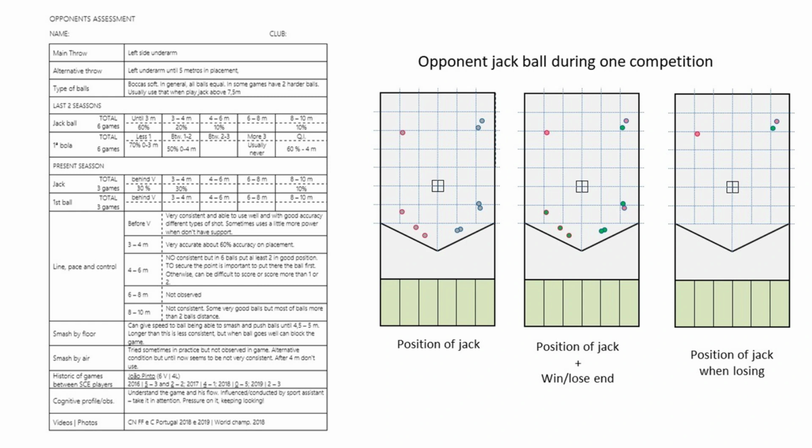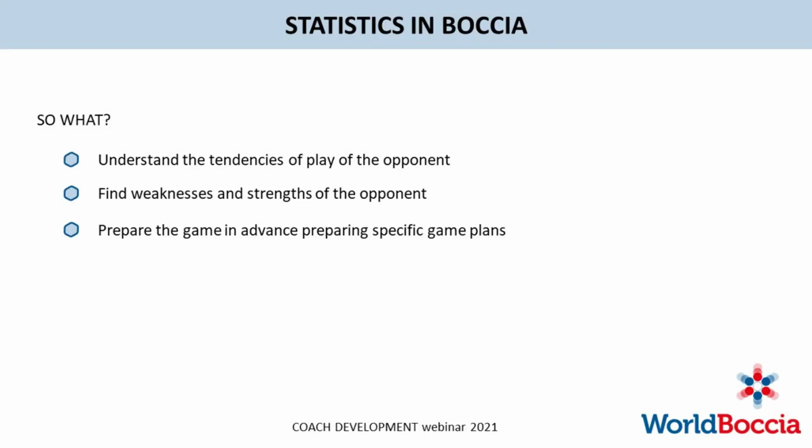So this is important to understand the tendencies of play of the opponent, to find the weaknesses and strengths of the opponent, and prepare the game in advance, preparing specific game plans. And as you know, it's very different to prepare a game if you go to play against one player that uses the foot or is underarm or overarm. So we have to think differently depending on the player that we have.